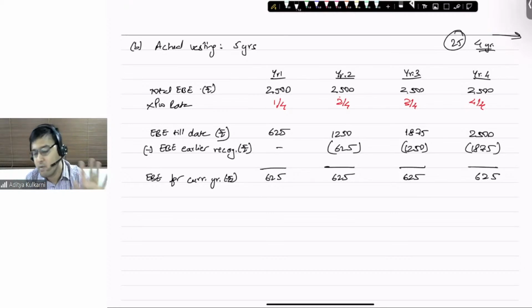This estimate will not change. Exercising will happen thereafter, only after the 5th year. But EBE will be over 4 years only, not beyond 4 years. Okay. Did you follow, Soham? Yes. So EBE for the current year is this. Okay. So that takes care of the question.